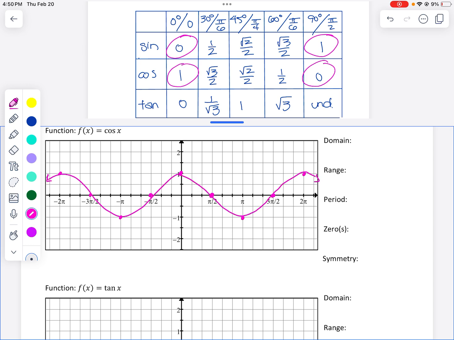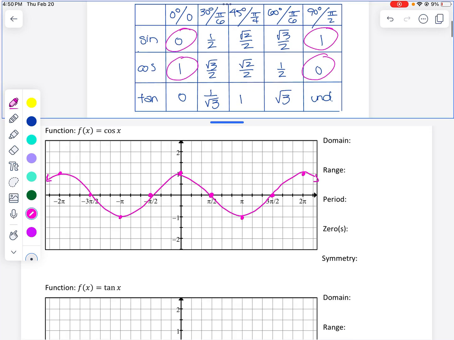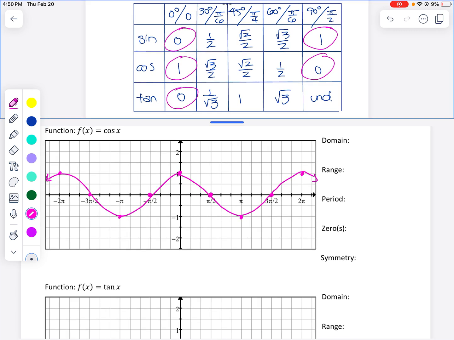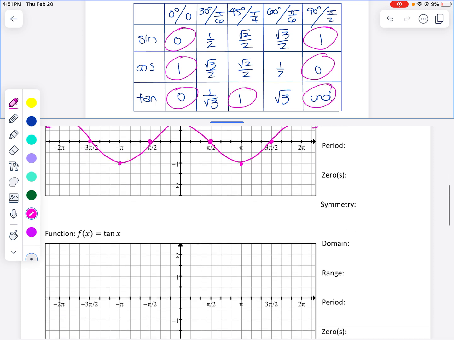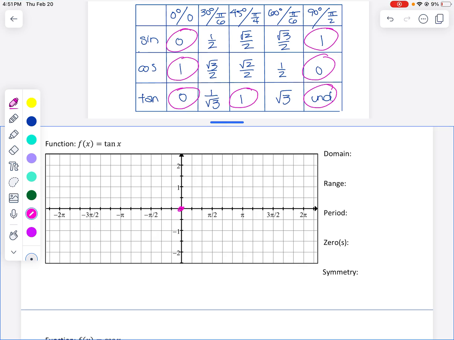Very quick, easy graphs. Tangent, our most important points are actually going to be 3 of them. At 0, it's 0. At pi over 4, it's 1. And at pi over 2, it's undefined. So this tells me when I graph my tangent function, I start at 0, 0. At pi over 4, it goes up to 1. And at pi over 2, it's an asymptote.